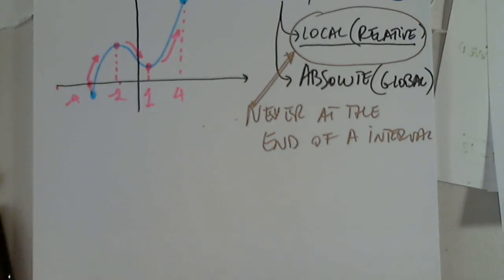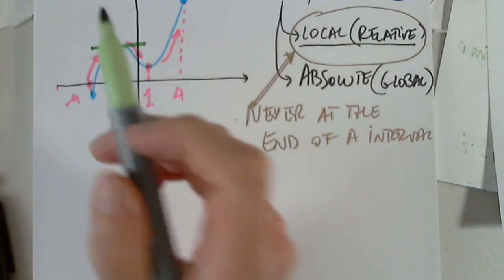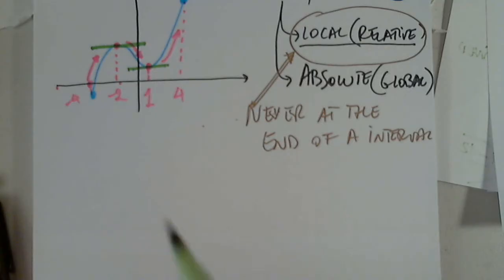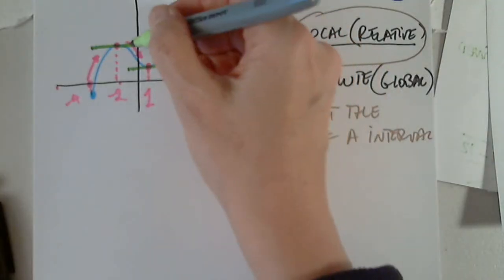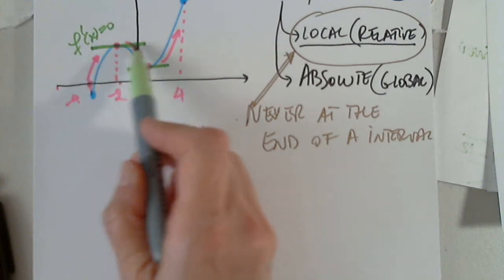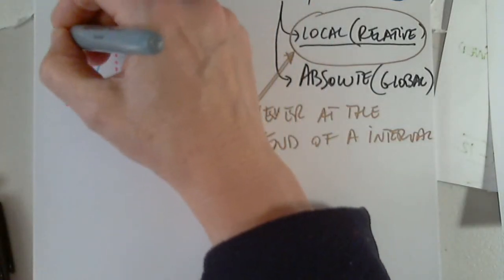That is the trend. We also notice two things here. Right here, the function has a horizontal tangent, as well as here. Horizontal tangent, the slope of the tangent here is 0. So f prime of x is 0 at this point, at -2. Maybe I should write it like that so it's clear.